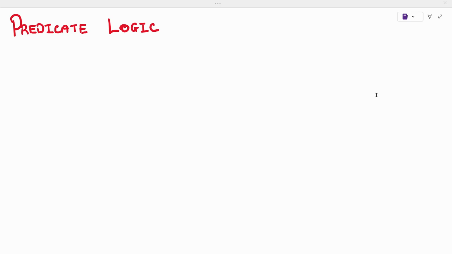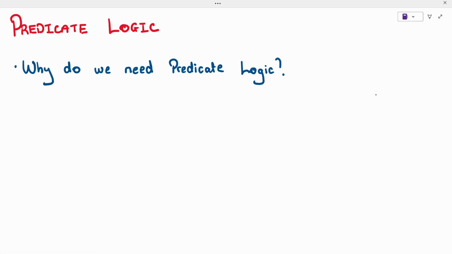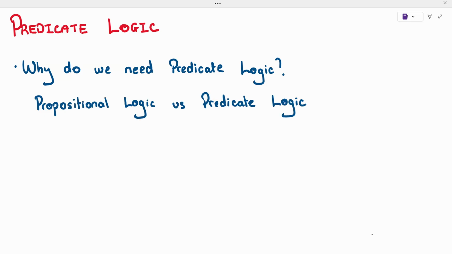Hi guys. So this tutorial is going to be a quick revision of predicate logic for your final exam, right? So the first thing we need to talk about is why do we need predicate logic? Or in other words, what is the difference between propositional logic and predicate logic? So I'll illustrate this idea with an example, right?